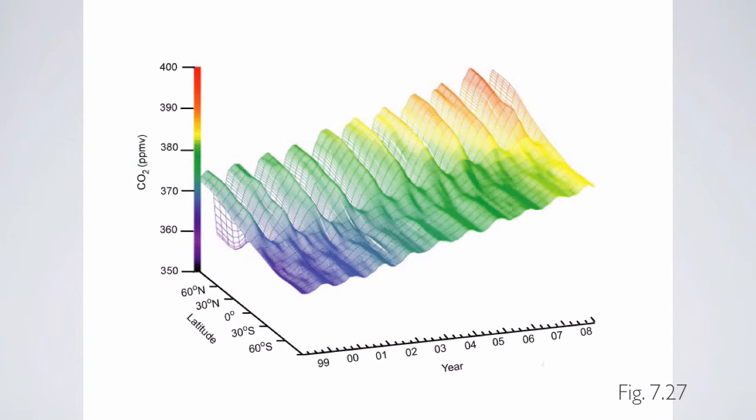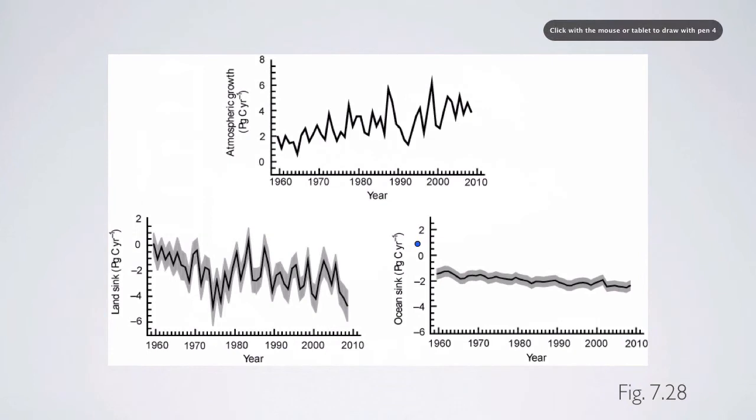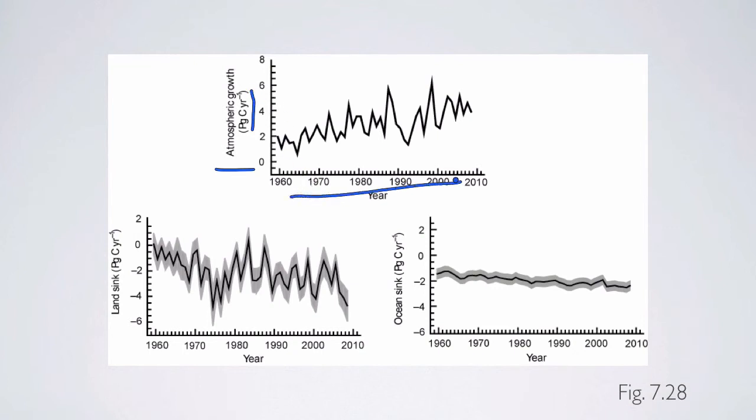We can take this entire global pattern of CO2 concentrations and start to integrate under the curves. When we do that, we can take a look at factors such as the atmospheric growth of carbon per year. So this is in petagrams of carbon per year, and here's time. And we can see that on average, it's been between 2 and say 4 petagrams of carbon per year. And the atmosphere has been increasing in carbon content over time.